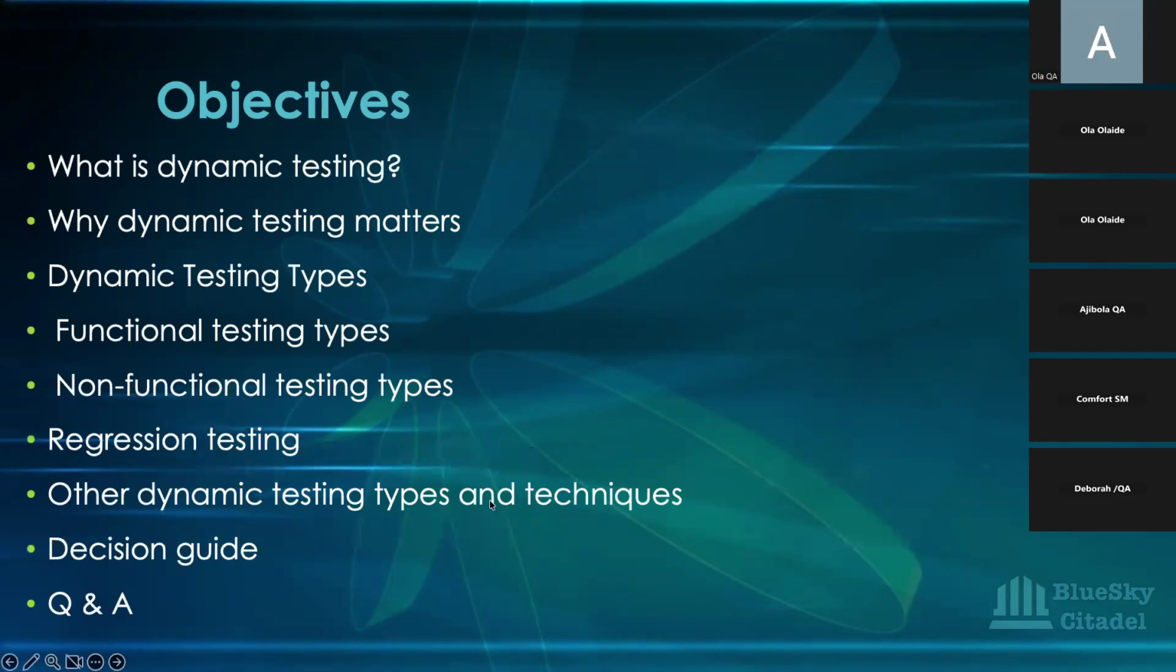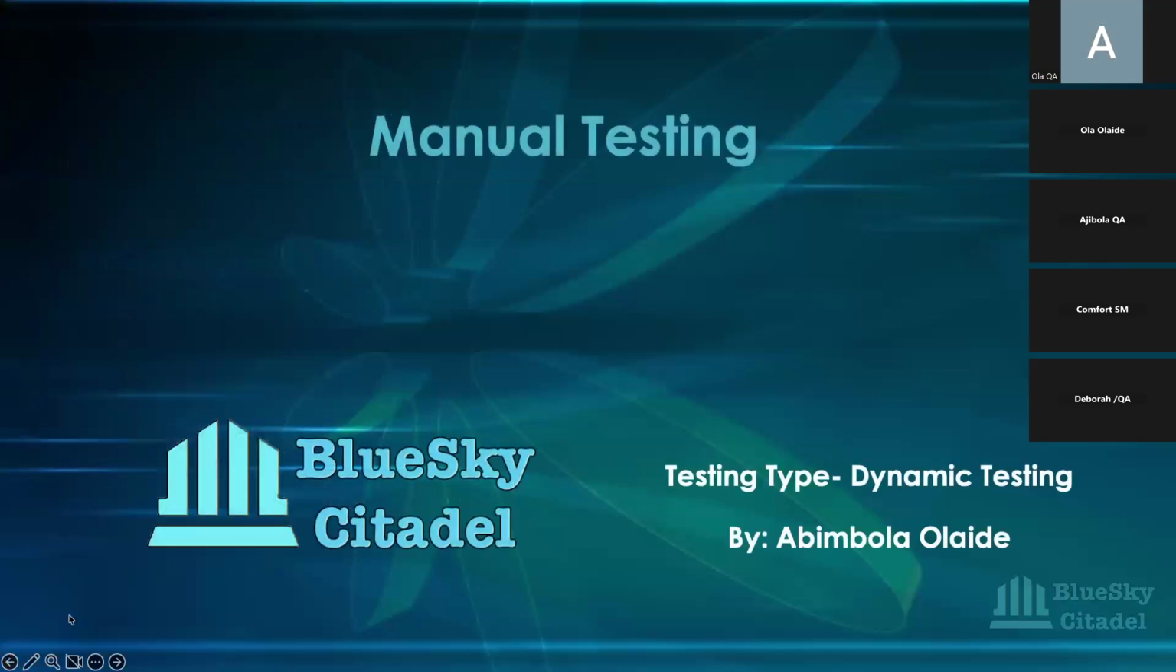So for tonight's objectives, we look into what is dynamic testing, why dynamic testing matters, dynamic testing types, functional testing types, non-functional testing types, regression testing, and other dynamic testing types and techniques. Then we look into the decisions we can make when picking our testing types.